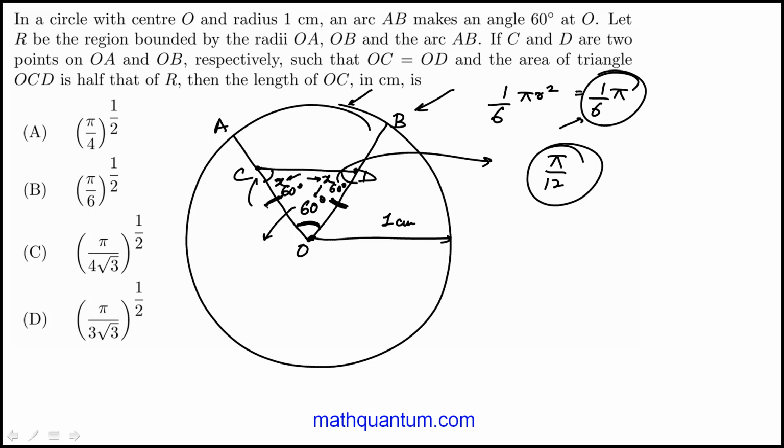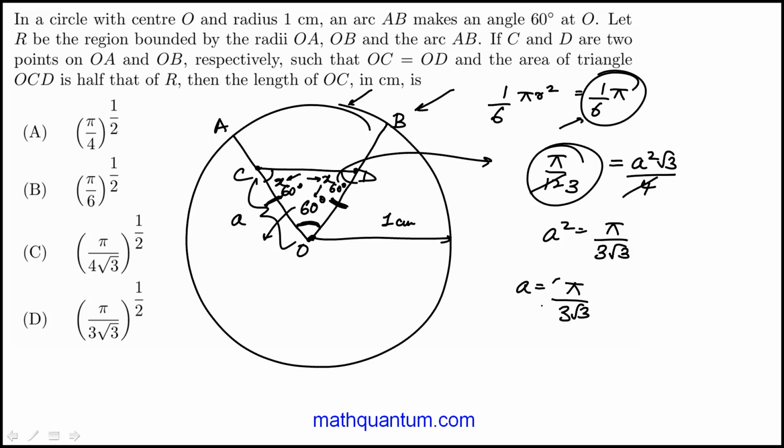So this is an equilateral triangle. If we call OC, the side, a, then the formula for the area of an equilateral triangle is a squared root 3 over 4. And the question is really just asking for a. So I can take this out, a squared, move the root 3 to the denominator, pi over 3 times root 3, which means a is the square root of the whole thing, or to the power of half. And that's OC, which is right here in D.